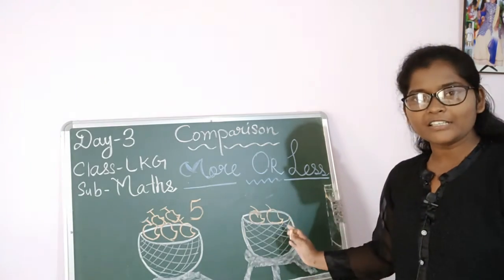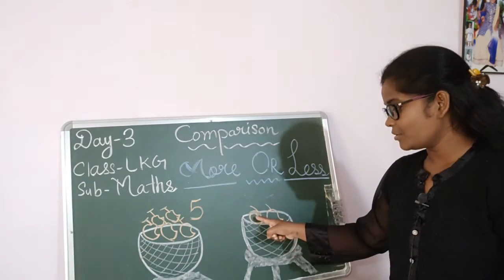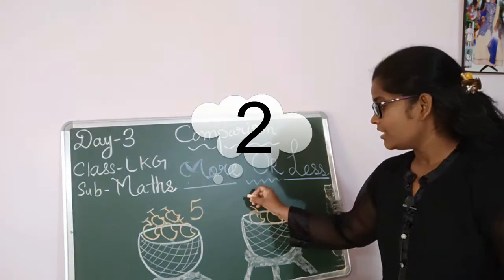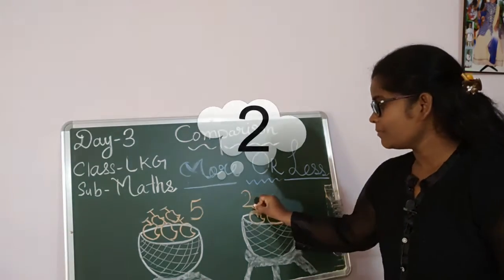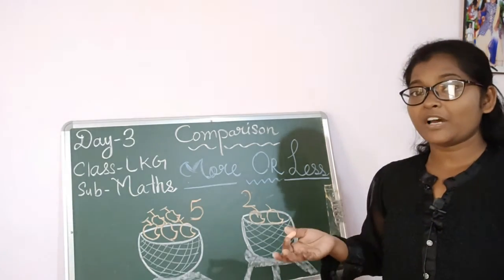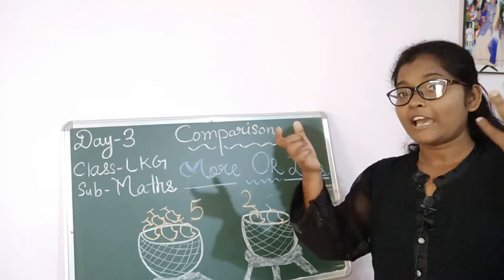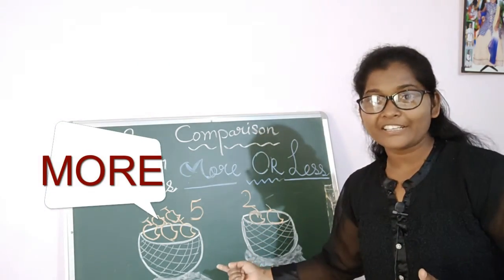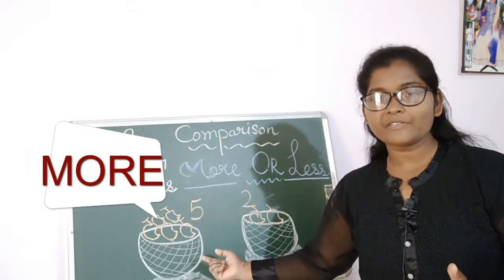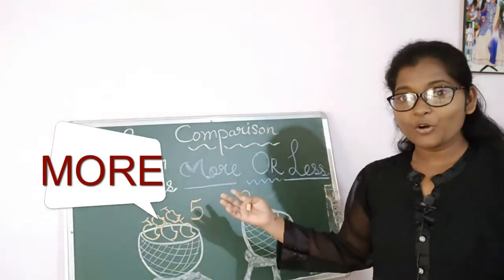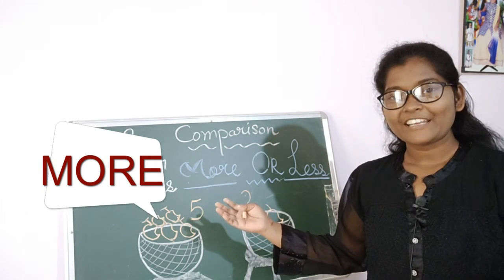Now let's see the next basket. Now you see here, start counting. 1, 2. Here we have how many mangoes? 2 mangoes. Now you say which basket is having more fruits or more mangoes? The first one. Yes, correct. The first one, because the number of mangoes are more. Okay. Now you understand?